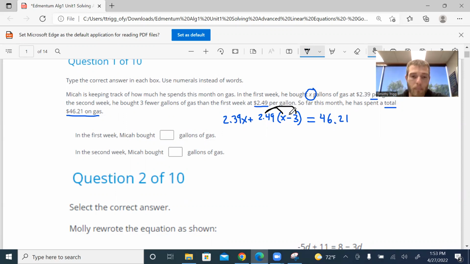We're going to distribute. So we've got 2.39x plus, let's distribute here, 2.49x minus, and we're going to do 2.49 times 3, 7.47. And on the right side of the equation, nothing has changed.